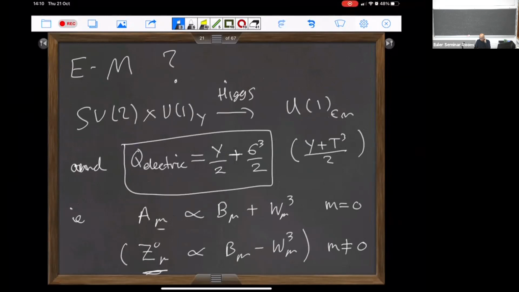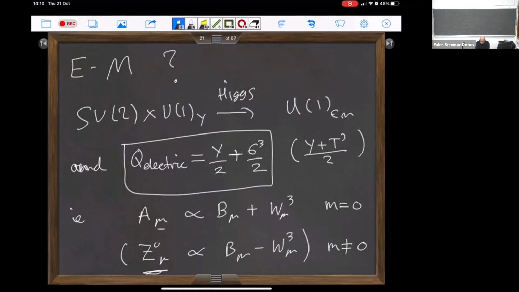Okay, so we're going to spend the rest of today talking about the symmetry breaking in the standard model and the Higgs mechanism and also the appearance of mass terms. So what we will see eventually is that the electric charge is given by the formula in the box.